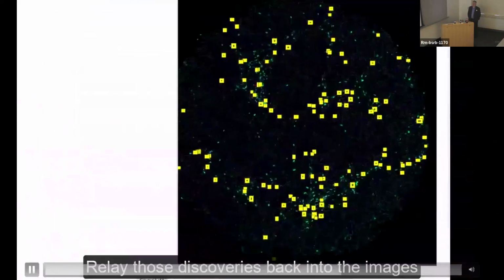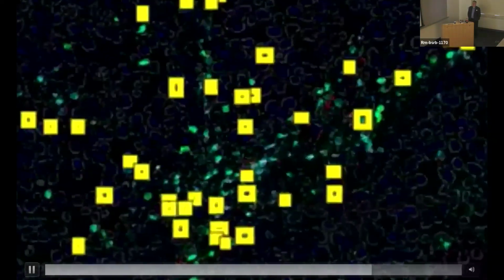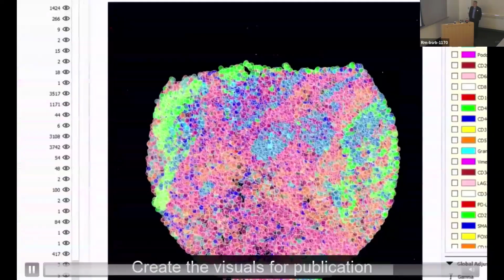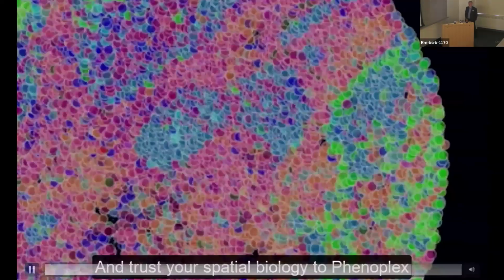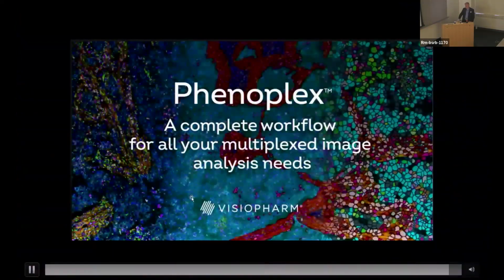relay those discoveries back into the images, create the visuals for publication, and trust your spatial biology to Phenoplex, a complete workflow for all your multiplex image analysis needs.